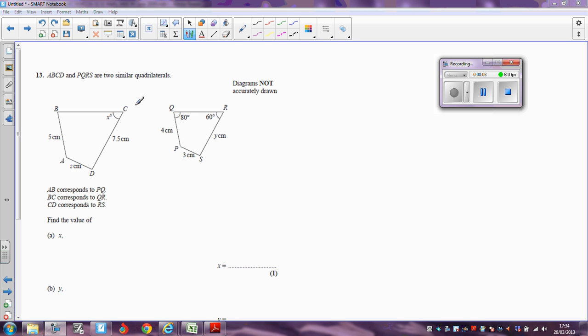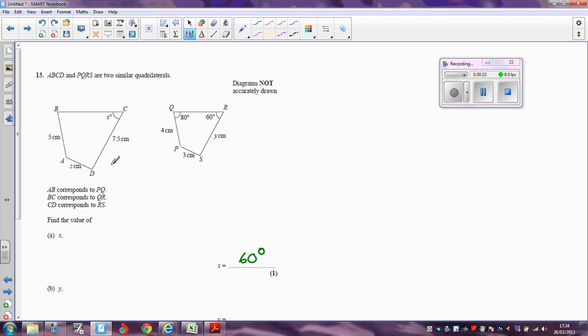Question 13, we have two similar quadrilaterals. Now, the first thing that you know about similar shapes is that they have the same angles. So the first thing it asks you to do is find angle x. Well, because angle x corresponds to this 60 degrees, the angles are the same, so x is actually just 60 degrees. We're now asked to find y.